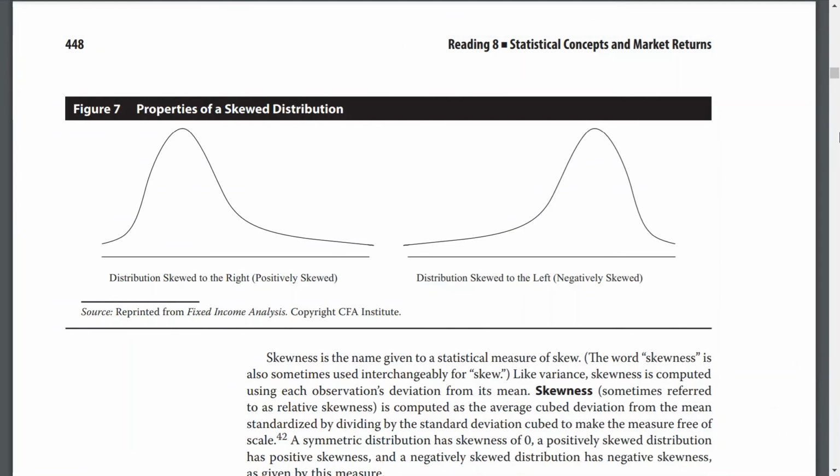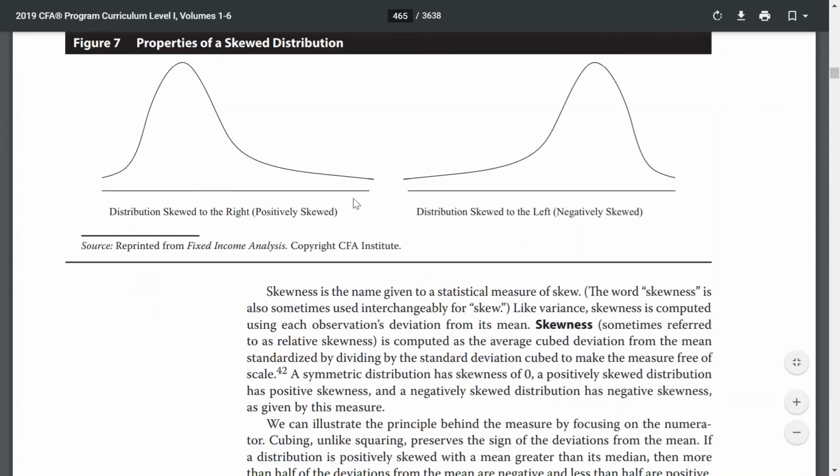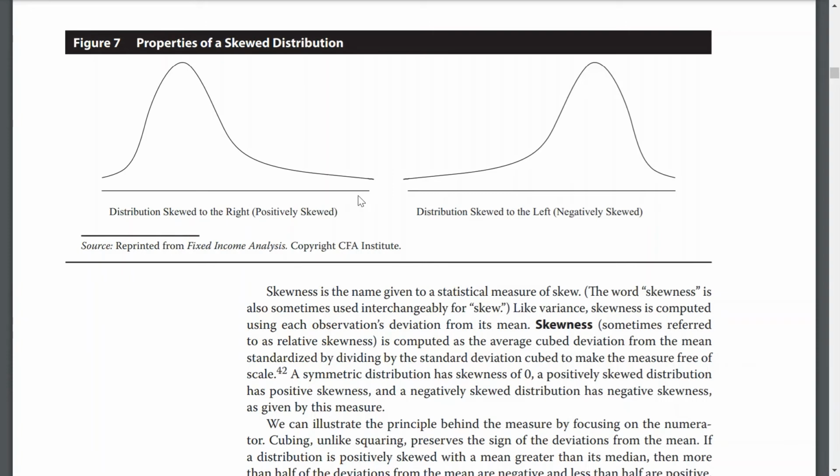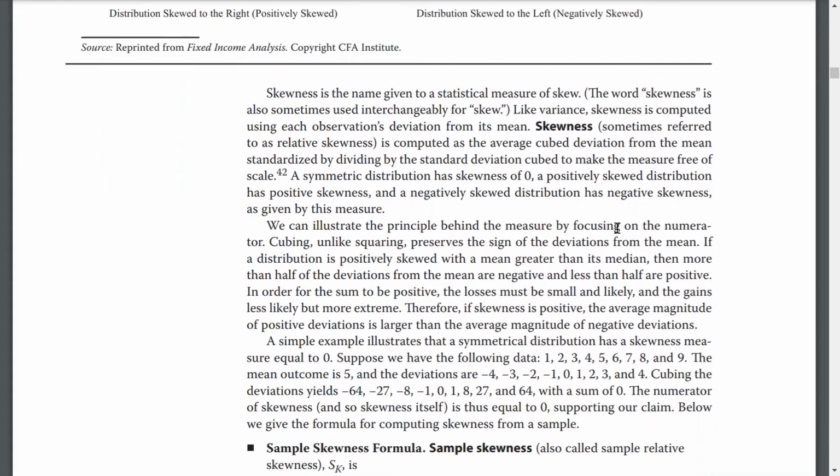Okay, skewness is the name given to a statistical measure of skew. The word skewness is also sometimes used interchangeably for skew. Like variance, skewness is computed using each observation's deviation from its mean. Skewness, sometimes referred to as relative skewness, is computed as the average cubed deviation from the mean standardized by dividing by the standard deviation cubed to make the measure free of scale. A symmetrical distribution has skewness of 0. A positively skewed distribution has a positive skewness, and a negatively skewed distribution has a negative skewness.